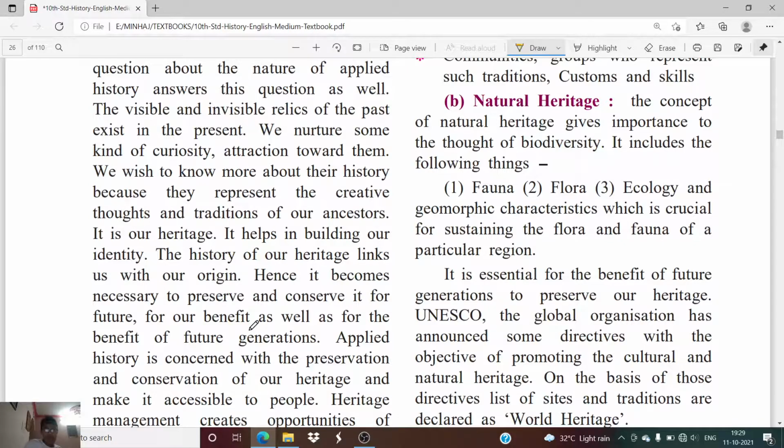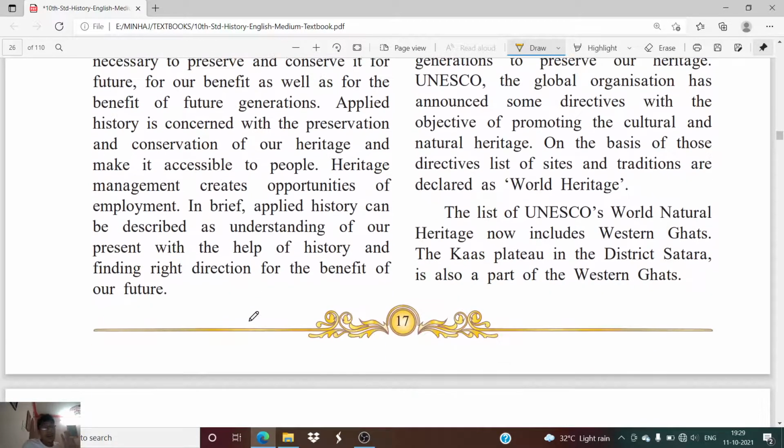And this applied history is very important because we want to preserve all these heritages. We want to preserve and gain a lot of information from all these heritages so that this information can be used by our future generations.